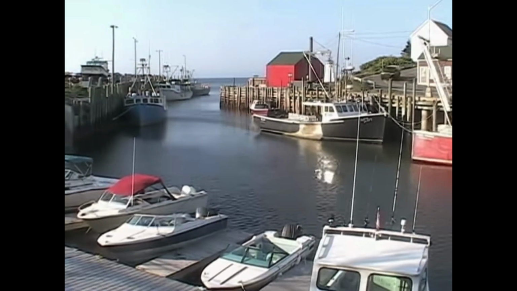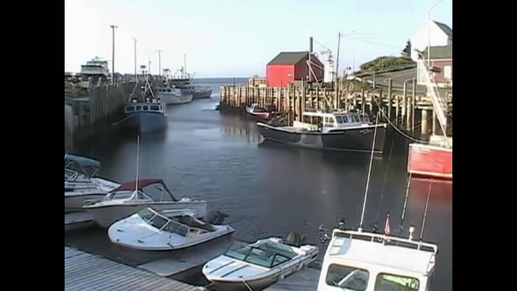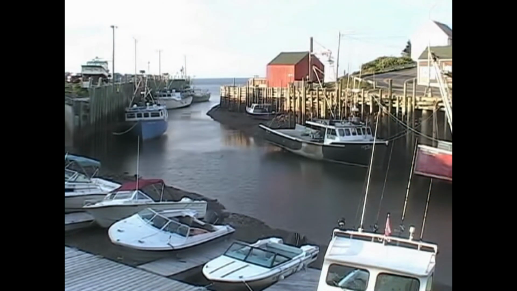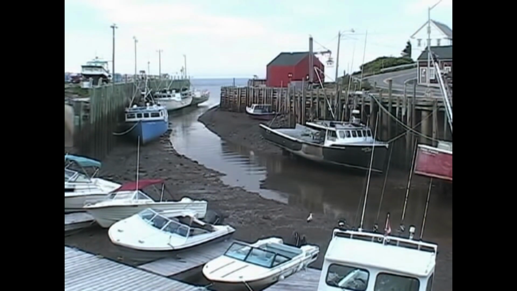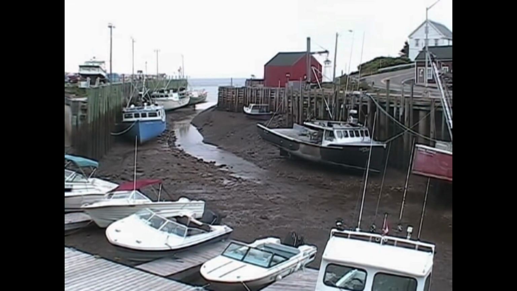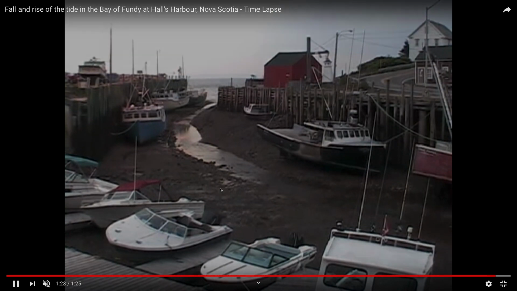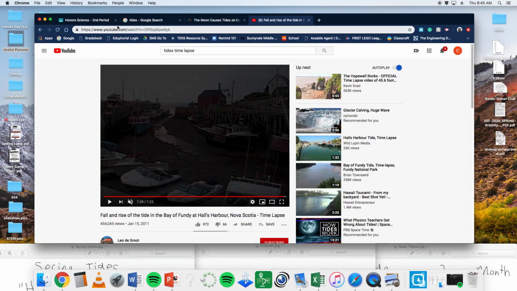High tide every 6 hours goes from high to low. So 6, 12, 18, 24. Obviously 24 is divided by 6. 6 times 4 is 24. So you can expect high and low tide, 2 high, 2 low every single day. And this is a great video for that. You can watch that again. Just search up Bay of Fundy. And Nova Scotia is where that's at.